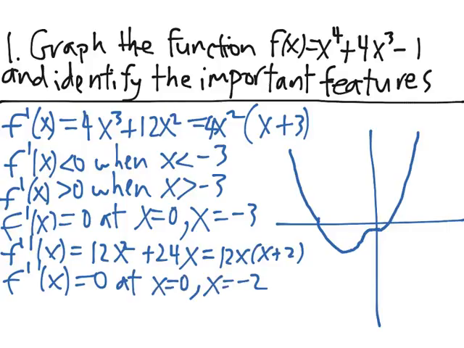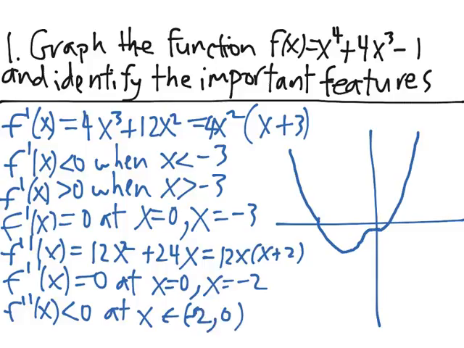Now we can also see that 12x times x plus 2 can only be negative if x is between 0 and minus 2, because x and x plus 2 must have a different sign. So f double prime of x is less than 0 when x is in the interval minus 2, 0, and it's greater than or equal to 0 everywhere else. So this tells us that from minus infinity up to minus 2, the function f is convex. Then from minus 2 to 0, it's concave, which means that minus 2 must be an inflection point. And then finally, from 0 up onto infinity, the function is convex again.